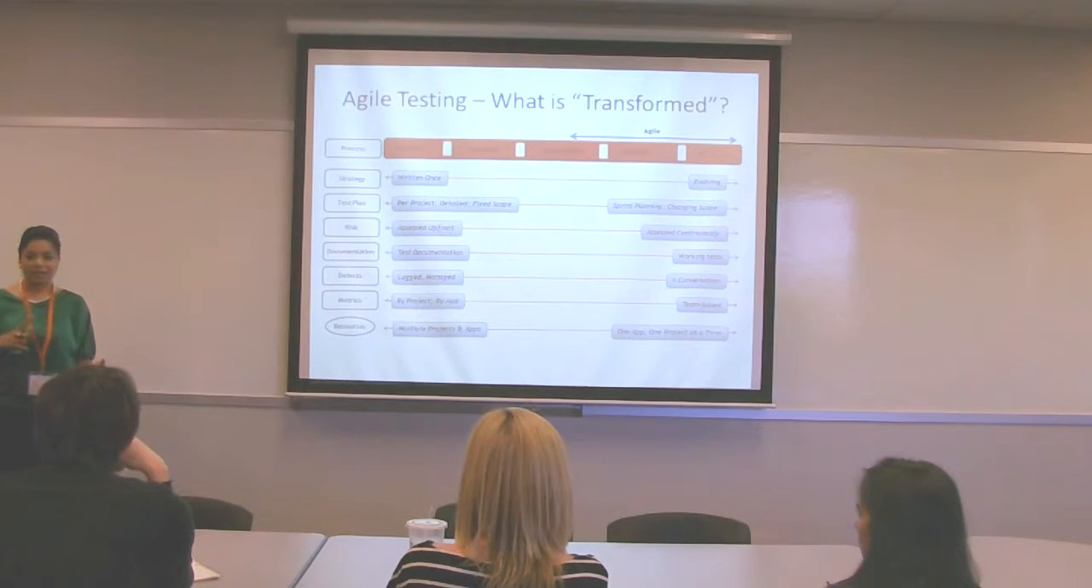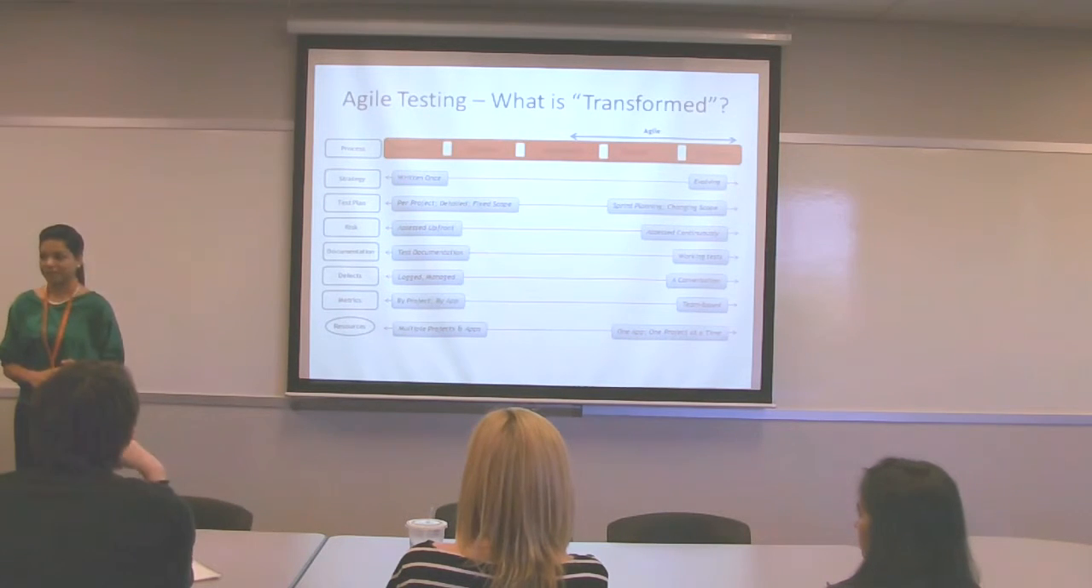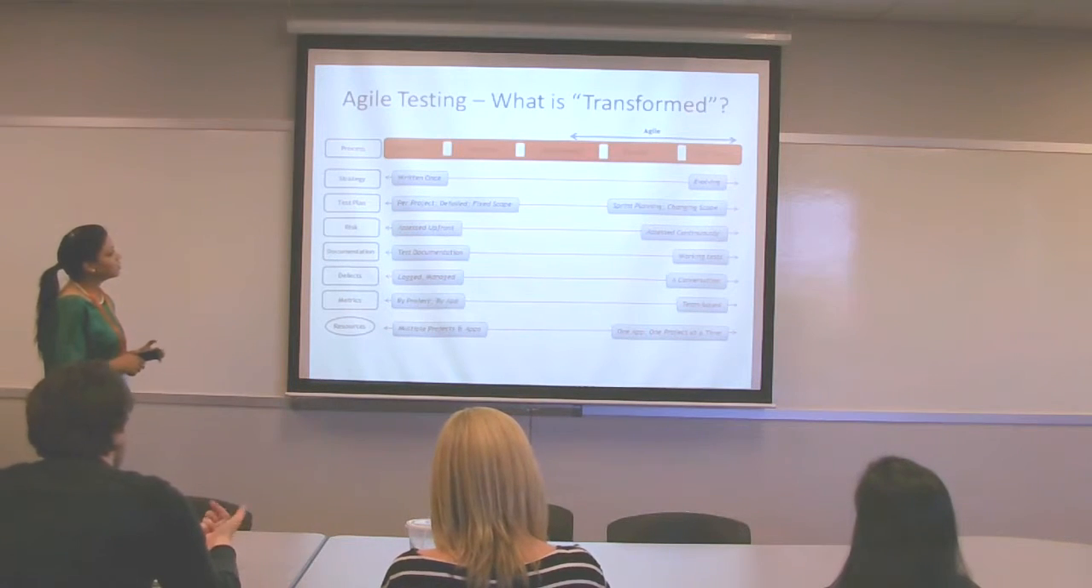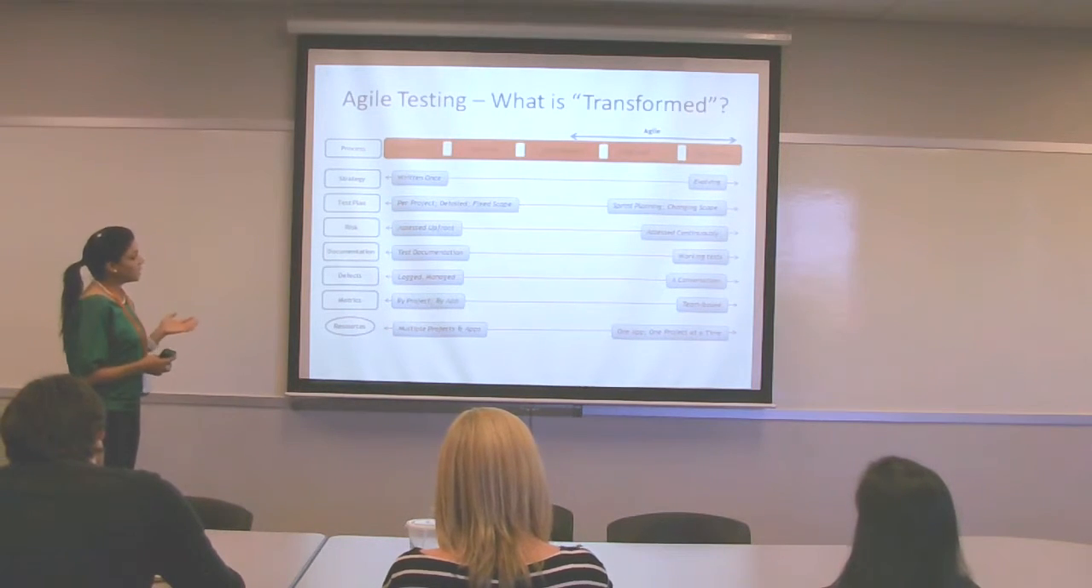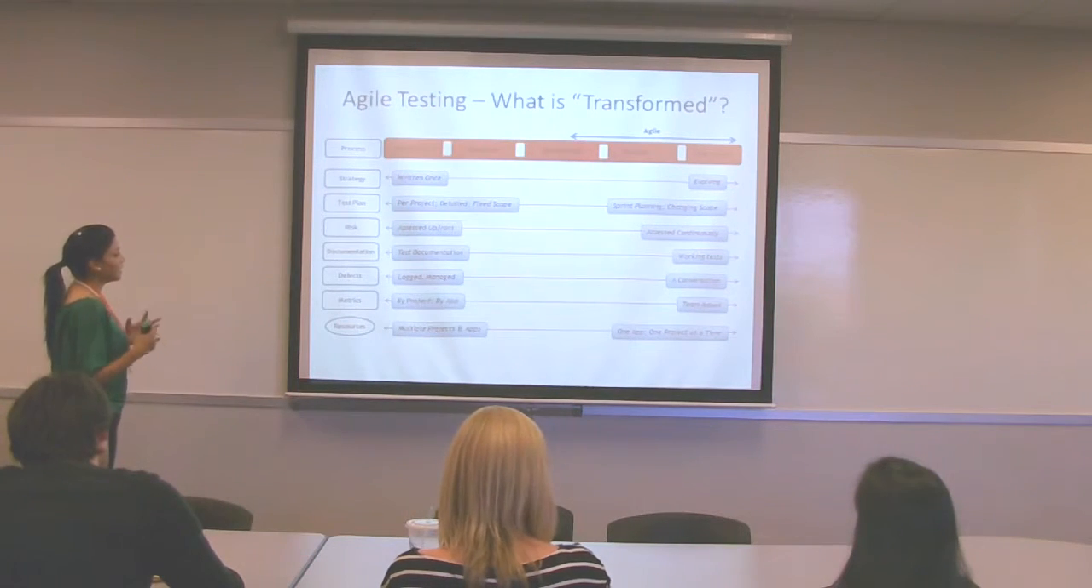The 3-person rule is, anytime there's a discussion over a feature or how something in an application should be done, have business, developer, and tester always there. So strategy: as I said, we write it once, it's always evolving in Agile.